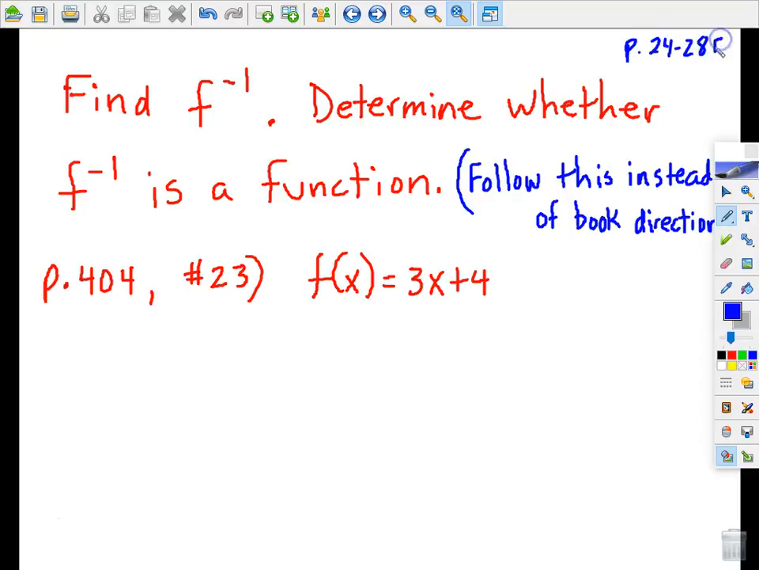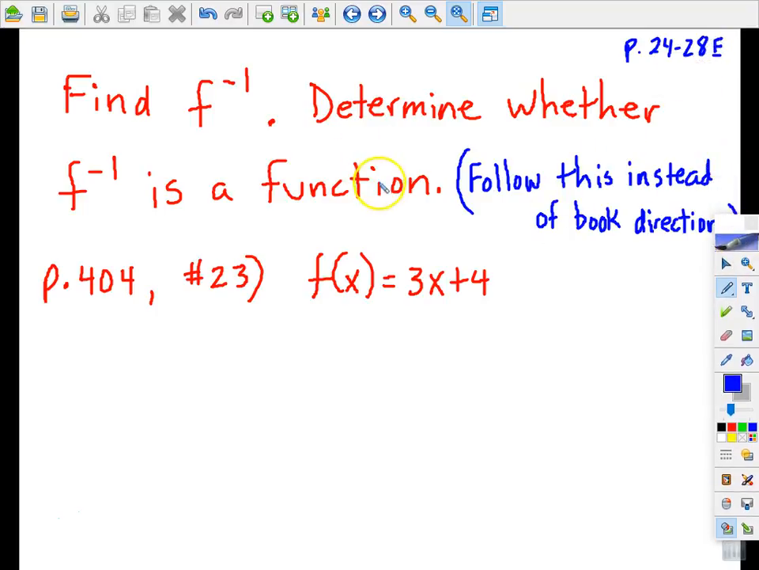This will wrap up your notes, but I'm going to change the book directions just a little bit. All I want you to do is, basically you're not going to have to worry about finding the domain and range of f or the inverse of f. I just want you to find the inverse and then tell whether or not the inverse is a function. Okay, so I'll do number 23 as an example.